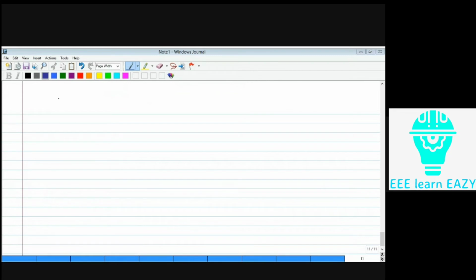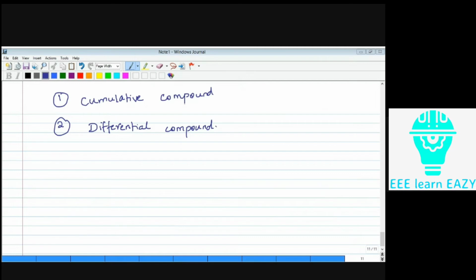You can make a note: cumulative compound motor and differential compound motor. This is another classification. So a long shunt compound motor can be of cumulative or differential type. Similarly, a short shunt compound motor also can be of cumulative or differential type.